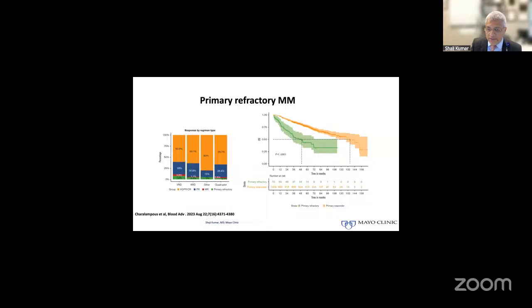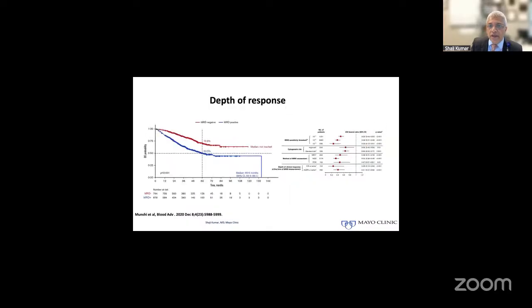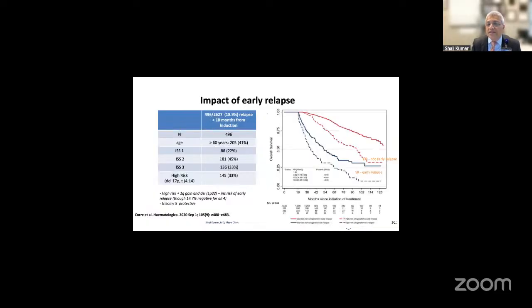Their outcomes are poor, as you can see from this study. The deeper the response, the better is the outcome. This has been shown multiple times, and we know that patients who are MRD negative can have better outcomes both in terms of PFS and overall survival. And finally, how long the response lasts is equally important. You can see here, patients with an early relapse have a very poor outcome, even if they were standard risk at time of diagnosis. So this highlights the importance of continuing to risk stratify or prognosticate patients as they go through therapy.